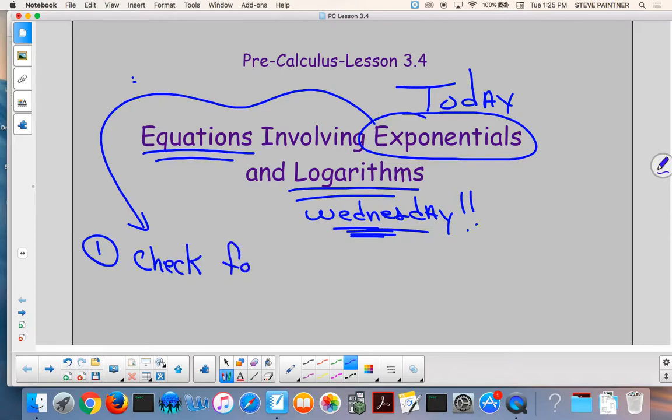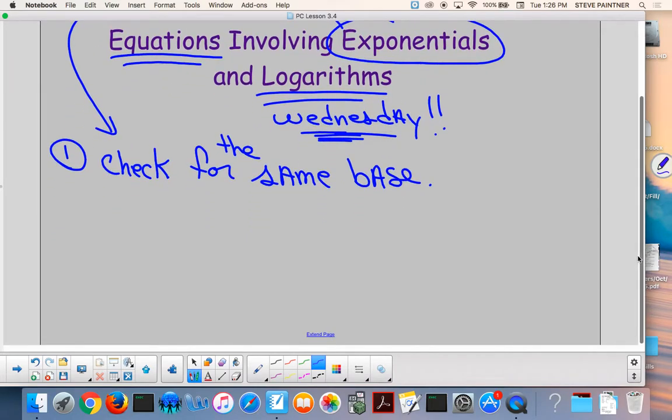Check for the same base. I should check for the same base. You've already done that. You did that on last week's quiz. You probably didn't know you were solving exponential equations, but you were. So here's an example of what I'm saying to you.